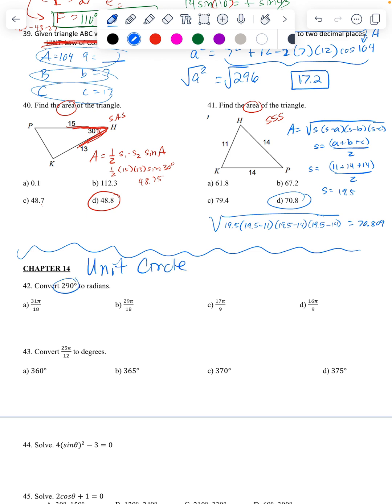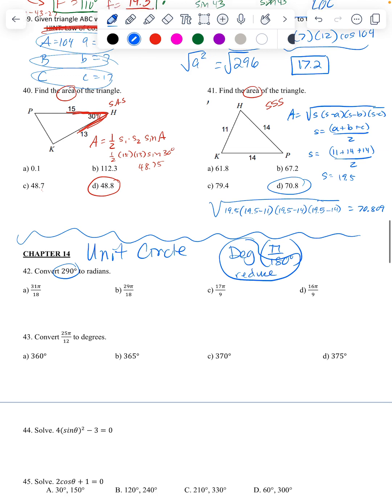Converting to radians, if you have degrees, you use pi over 180, and you end up taking this fraction and reducing it on your calculator and leaving your answer as a fraction of pi. When you start with radians, you use 180 over pi. Usually the pi's cancel and you proceed.